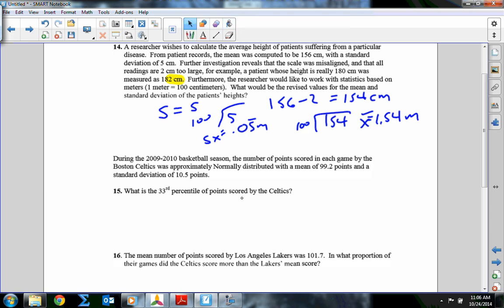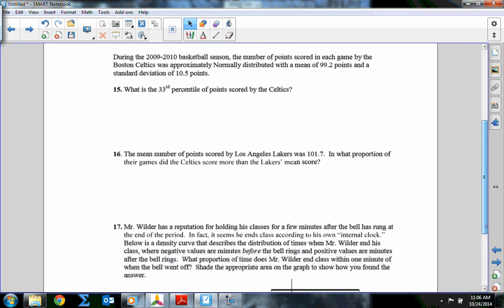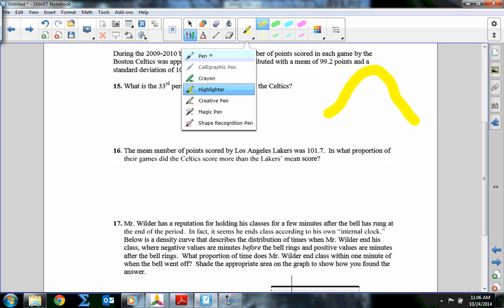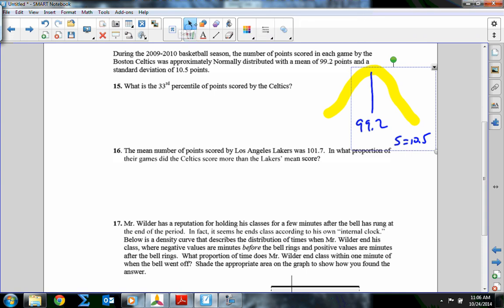During the 2009-2010 basketball season, the number of points scored in each game by the Boston Celtics was approximately normally distributed. And that's standard deviation. What is the 33rd percentile of points scored by the Celtics?